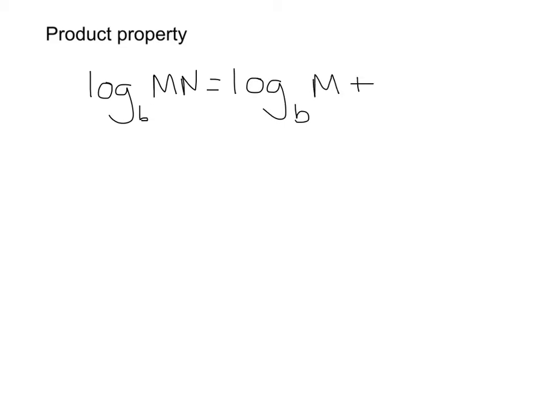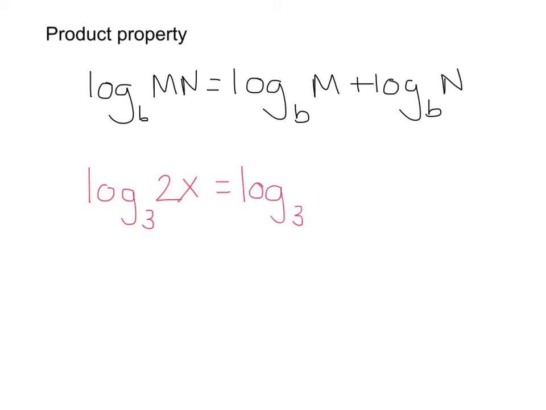We're going to start off with the product property. The product property says if you have the log base b of m times n, you can expand it to the log base b of m plus the log base b of n. So let's look at an example of this. If I were to give you the log base 3 of 2x, 2 is being multiplied by x, so that's where I can separate it at. So I would write the log base 3 of 2 plus the log base 3 of x.